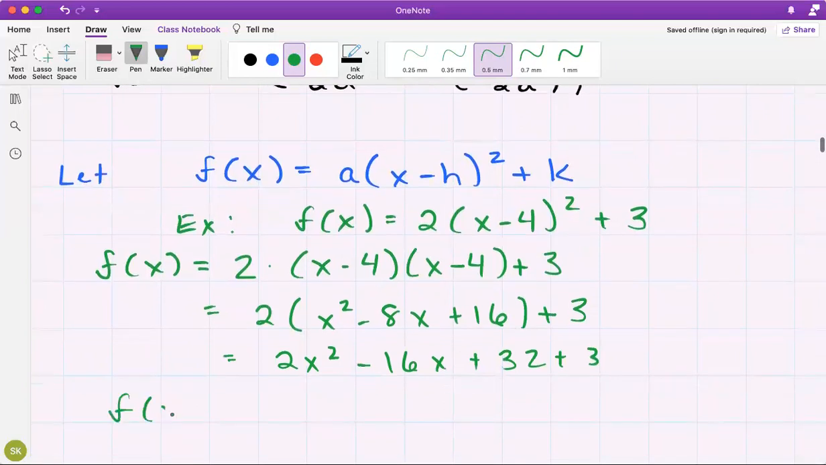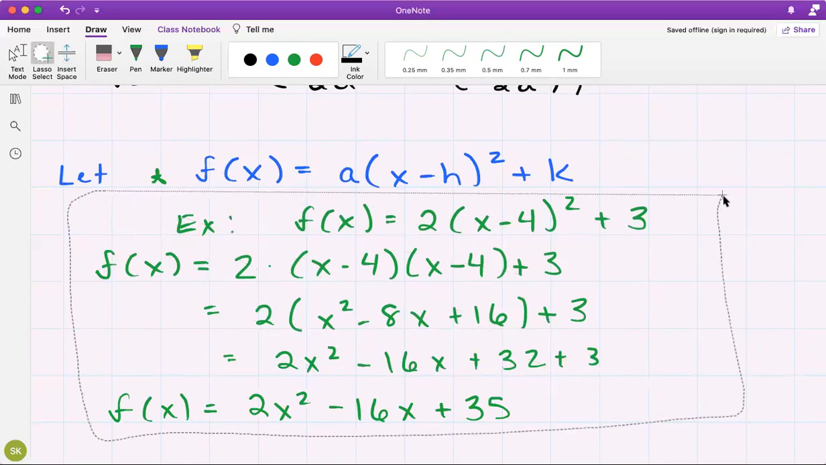And you can see that I can put it back into that general form we saw. So now it's in that form ax squared plus bx plus c. But what I want to tell you is if you have it in this form, you actually don't have to do all of this work to get it back to the general form. There's a really easy way to find the vertex.